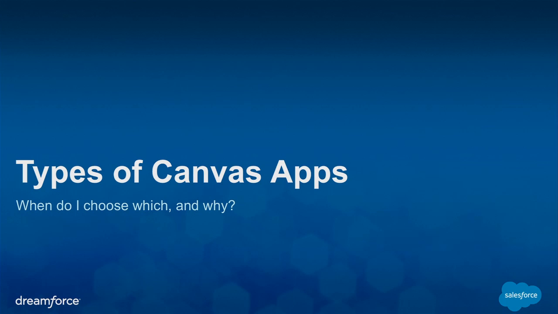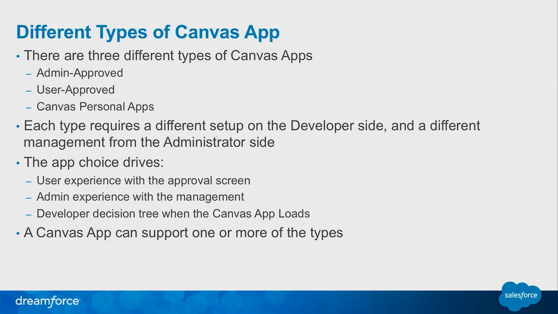So essentially we have a few different types of Canvas apps that are out there. And when I talk about types of Canvas apps, I'm really talking about how the administrator can grant access to certain users. How do users get access to the app? So they kind of fall into a few categories. But really you want to know when you choose which type and why you would choose it. So we have 3 different types that are available.